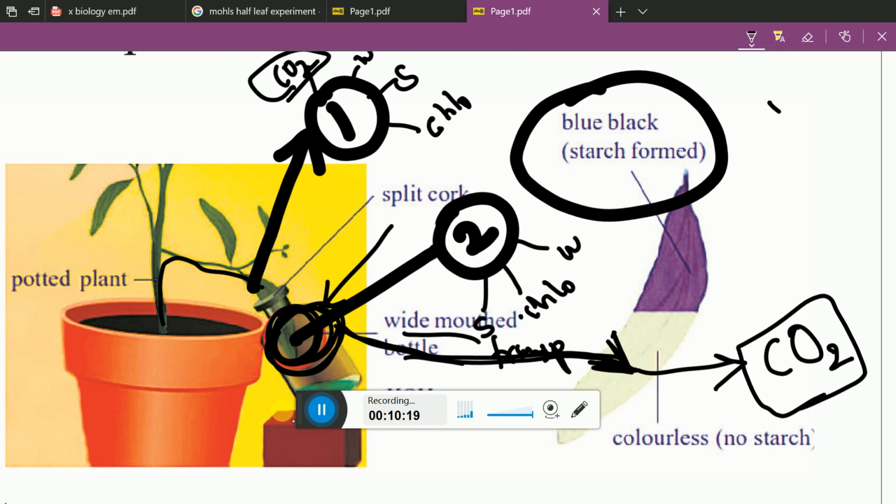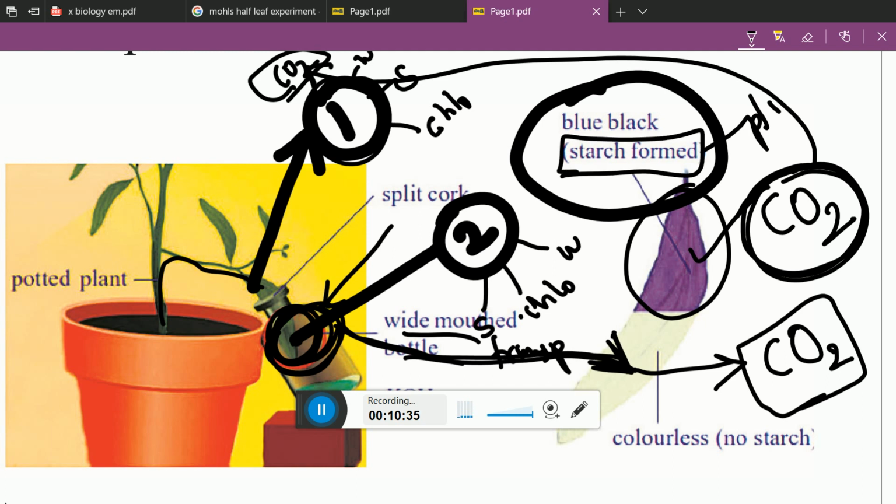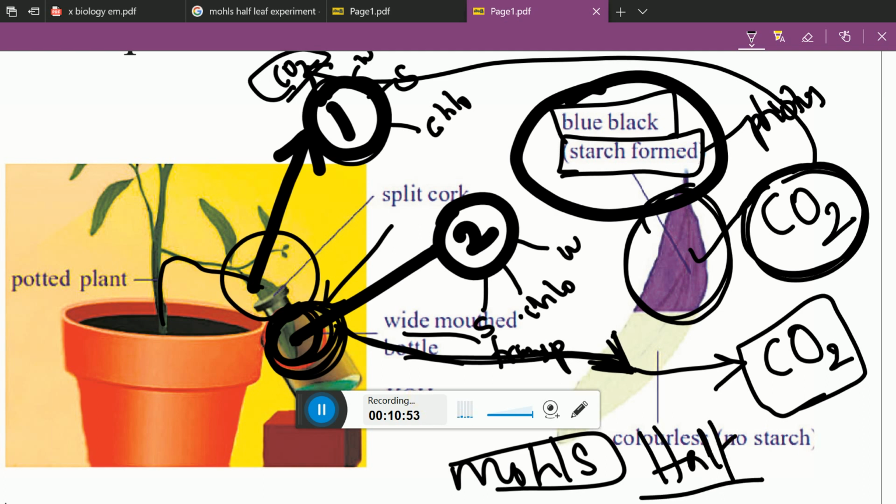Why? If you assume carbon dioxide is present in the first part, if you remember from here to here, this is the first part, so carbon dioxide is present. If carbon dioxide is present, it performed photosynthesis, produced starch, and appeared as a blue black color. Then we can make sure, with the half leaf experiment. Why half leaf? Half leaf we are taking into the wide mouth bottle, half leaf we are taking outside. So the half leaf experiment clarifies whether carbon dioxide is essential for photosynthesis or not.